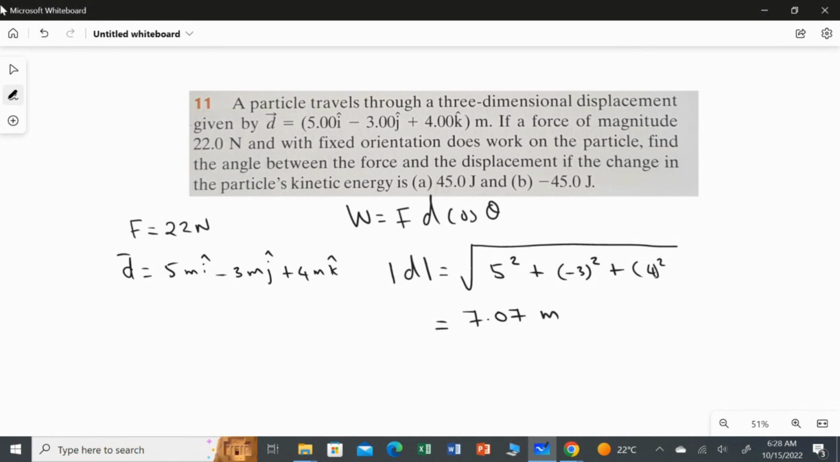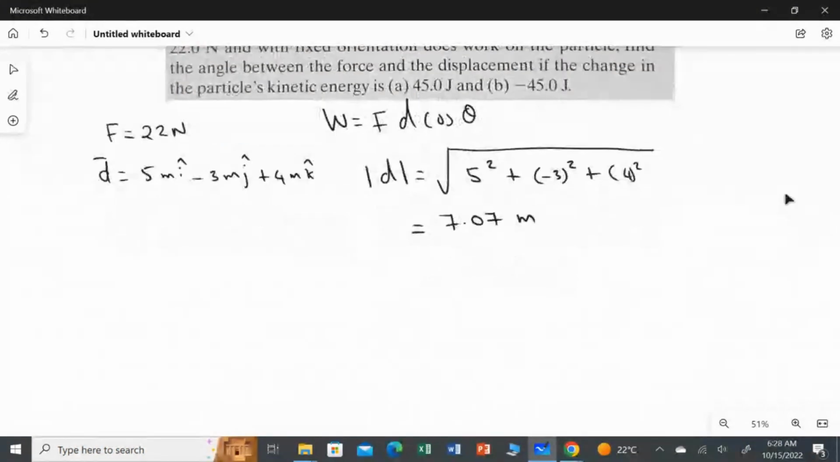Now I'm going to apply this value in the formula of work done, which is equal to F d cosine theta, and we are going to find the value of theta. So first I'm going to substitute the values here. How can I substitute? Force value is 22 multiplied by 7.07 multiplied by cosine theta, which is equal to work done.